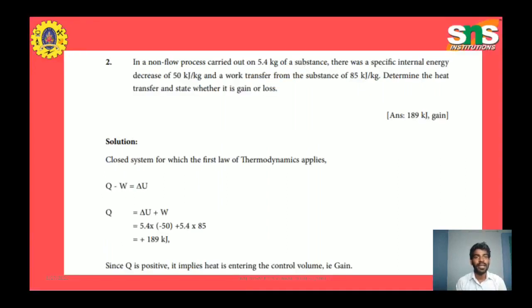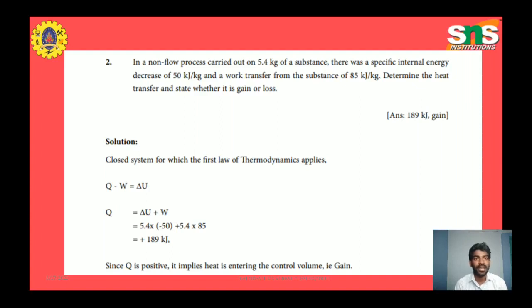In this problem, in a non-flow process carried out on 5.4 kg of substance, there was a specific internal energy decrease of 50 kilojoule per kg and a work transfer from the substance of 85 kilojoule per kg. Determine the heat transfer and state whether it is gain or loss. It is another problem on the application of the first law of thermodynamics. Similarly, we first find the given data and what we have to find.